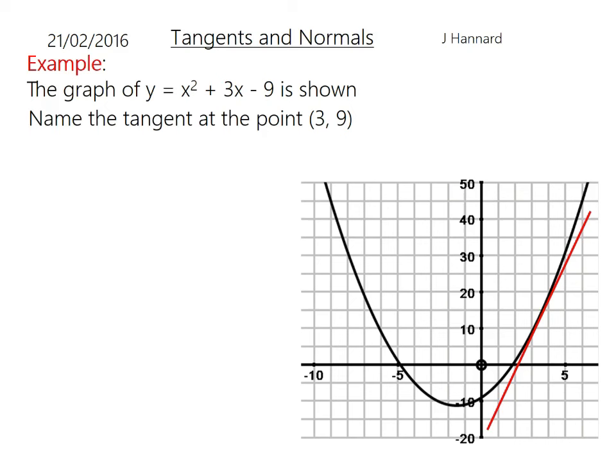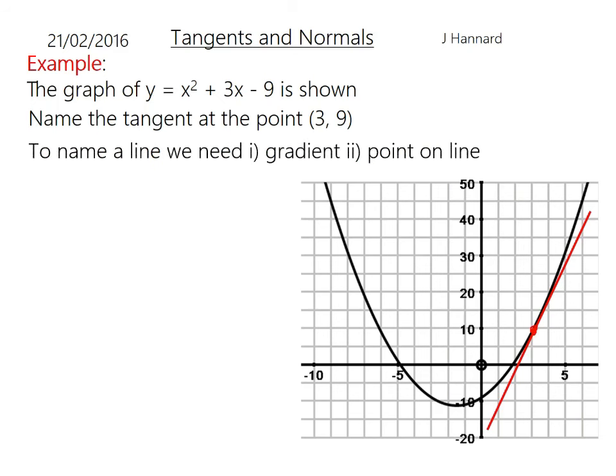So the graph of y equals x squared plus 3x minus 9 is shown here. Name the tangent at the point (3, 9). So at the point (3, 9) we have about there, which is about right, I think. We've got a tangent going through it. Now remember, to name a line we need two things. We need a gradient and a point on that line. So how do we find the gradient of a tangent at any point?